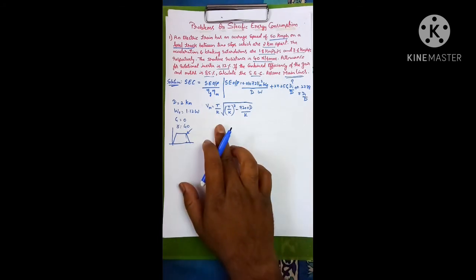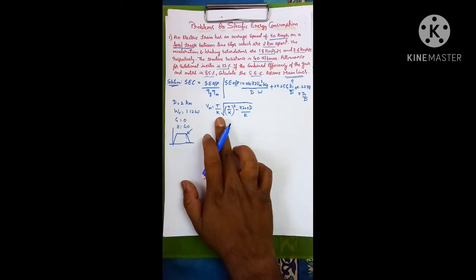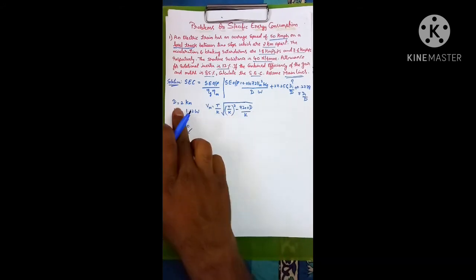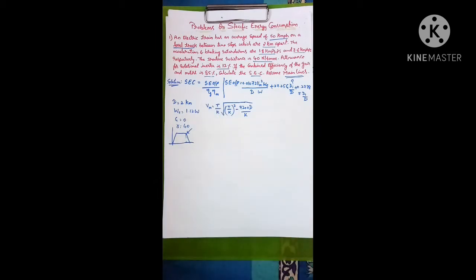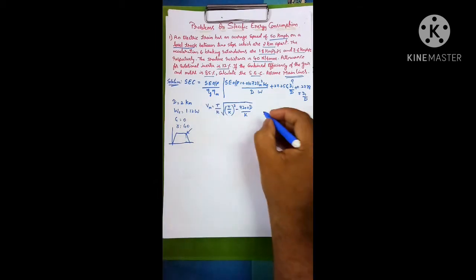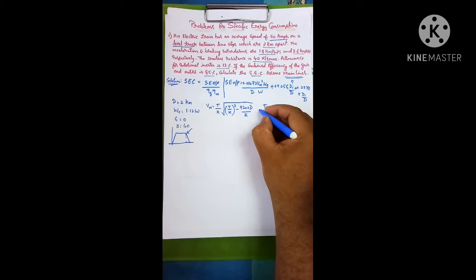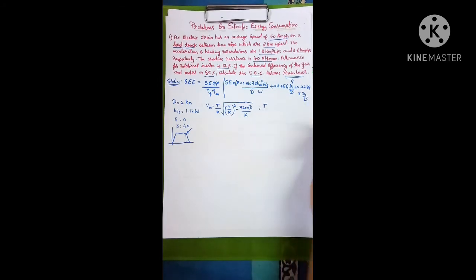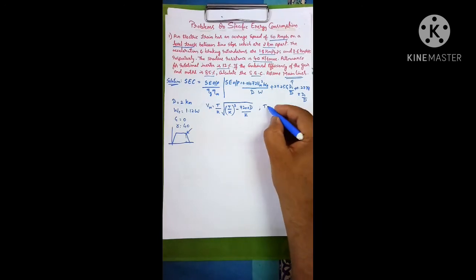The derivation has already been done in the previous sessions. In this formula, we need to find what T, K and D are. D is already known, the only things you need to find are T and K. T is the total time, so let's see how to find it. T is nothing but T1 plus T2 plus T3.